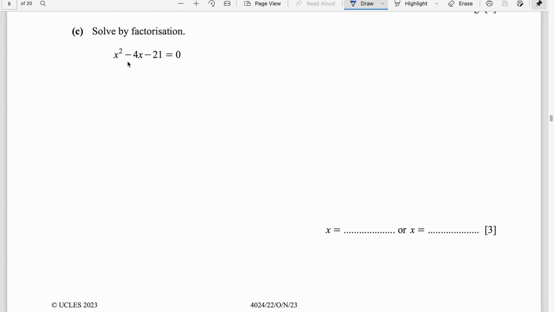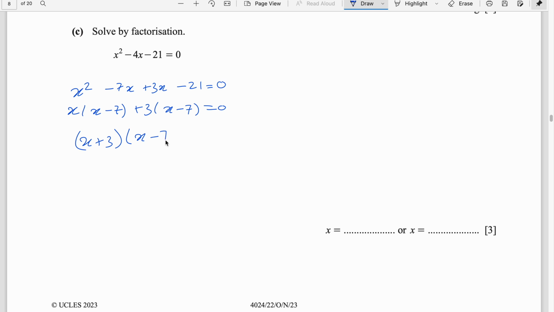Solve by factorization. So x square minus 4x minus 21, we use minus 7x and plus 3x. So 7 and 3 multiplied would be negative 21, and adding them gives us minus 4x. We take out x as common, x minus 7, plus 3 as common, x minus 7 is equal to 0. So x plus 3 times x minus 7 is equal to 0. So x is equal to minus 3 and x is equal to 7.